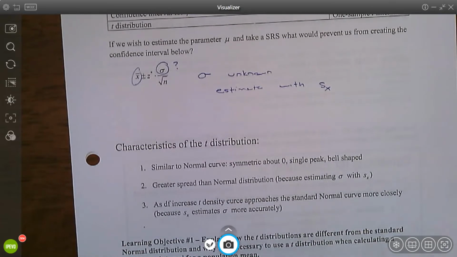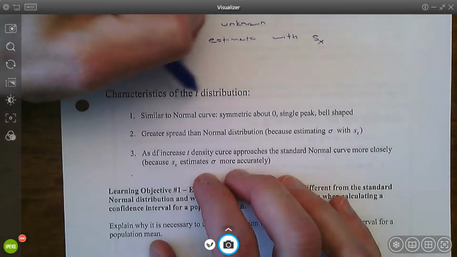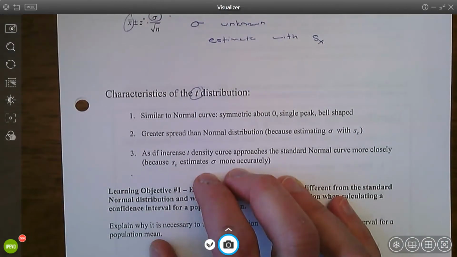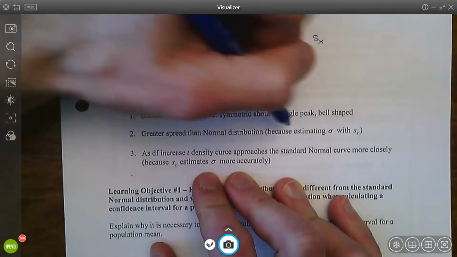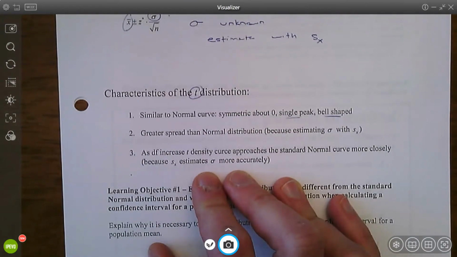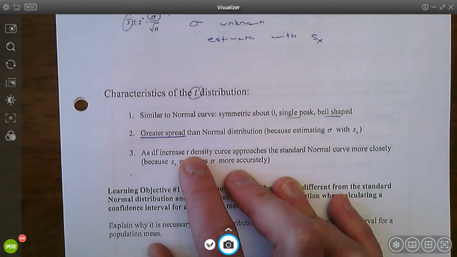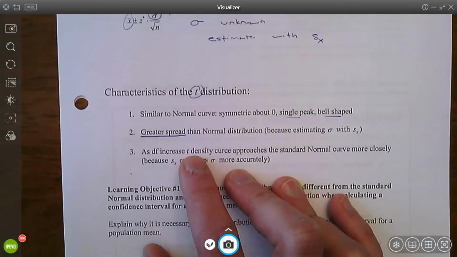That creates extra variability. The extra variability leads us to have to use a different distribution besides the standard normal distribution. So what we need to do here is use something called the student's t distribution. It has some similarities and differences to the normal distribution. One of the similarities is it's symmetric about zero, it's single peaked, it's bell-shaped, it's perfectly symmetric. Difference is it has more variability than the normal distribution. And the reason is you're estimating two parameters instead of one.